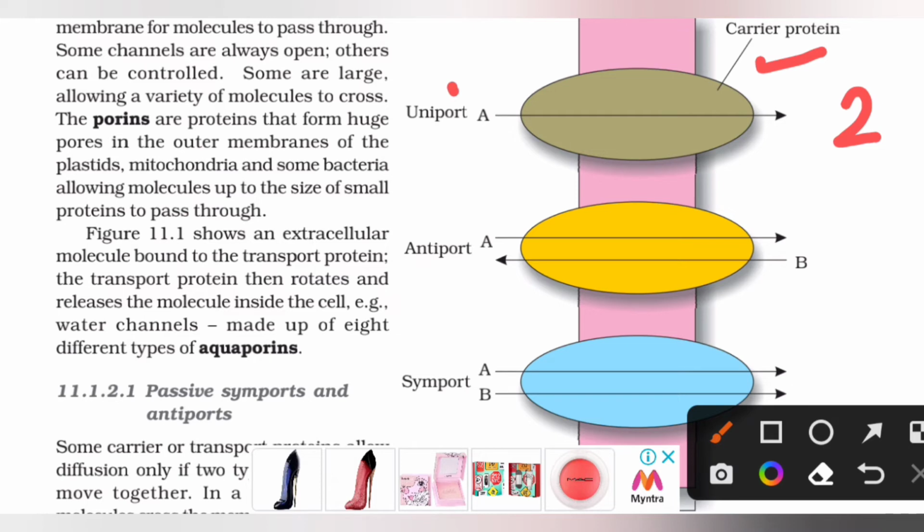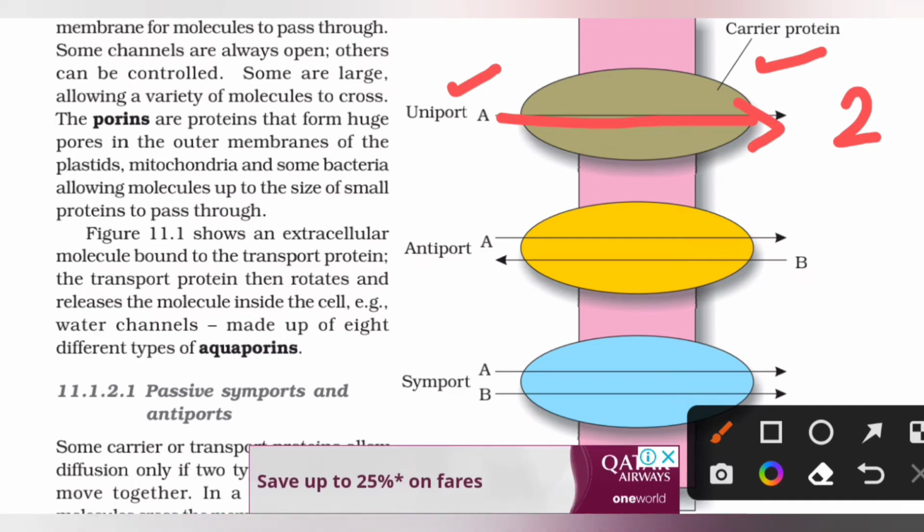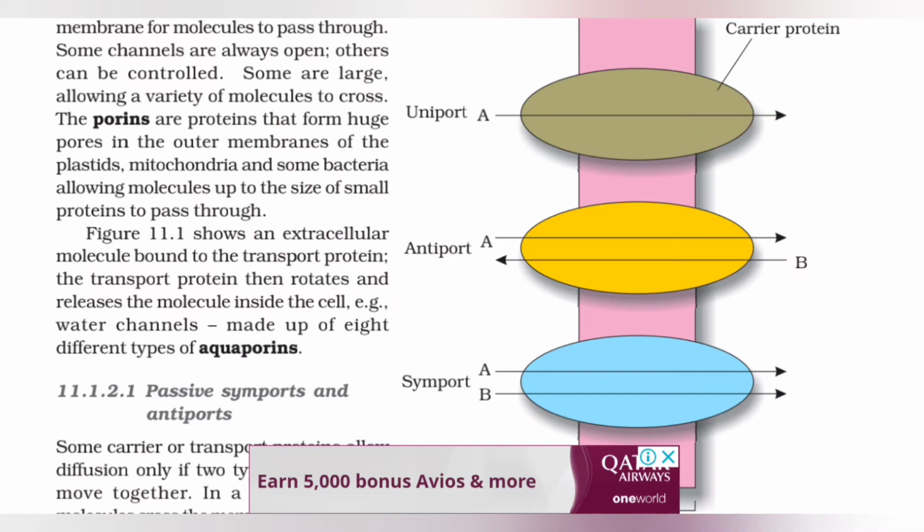Now first you see here is uniport movement, right? Uniport. In this case, a molecule moves across the membrane independent of the other molecules, without depending on the other molecules. Uni means single. This type of process is called uniport. This can be seen in the case of fructose, which is absorbed alone in the small intestine and gets converted to glucose, right? I hope it's clear.